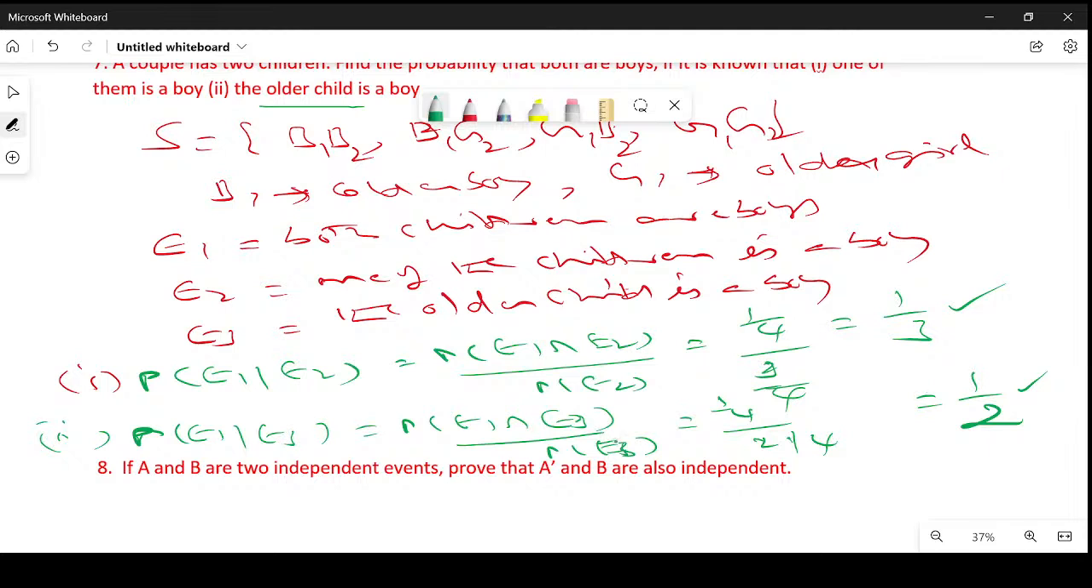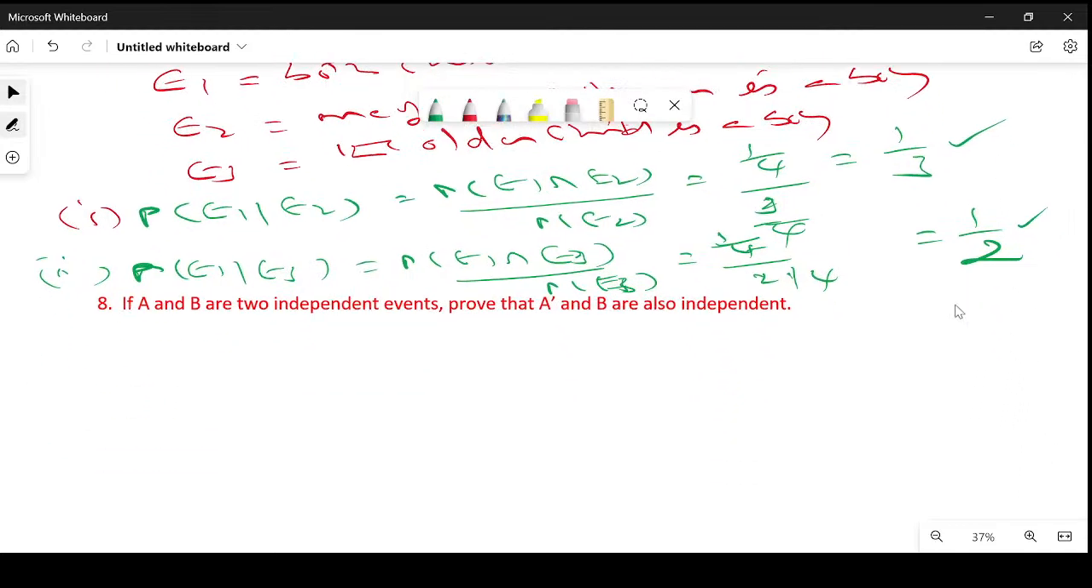P of E1 intersection E3 by P of E3. This is possible in only one case, 1 by 4. And this one is 2 by 4. We have two cases where the older child is a boy. Two cases, 2 by 4, 1 by 2. Yes, that will be enough to solve this problem. A simple 2-mark question, a simple problem but an important model. I hope you understood this.